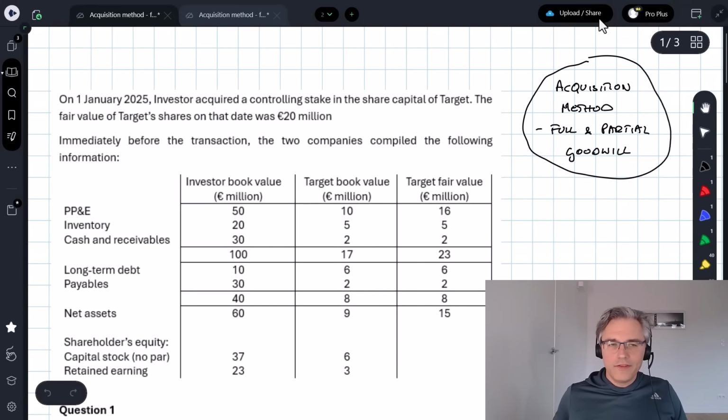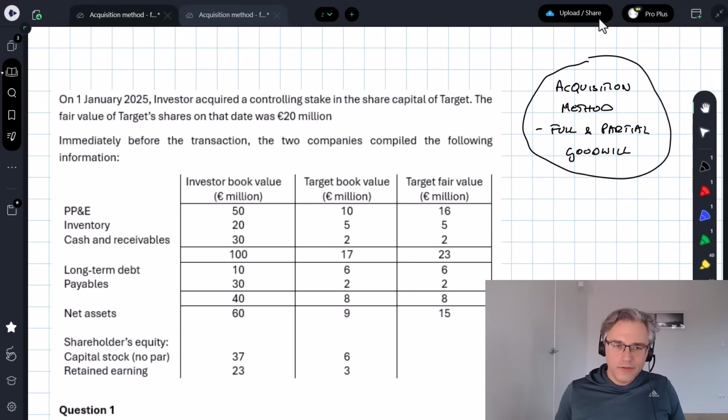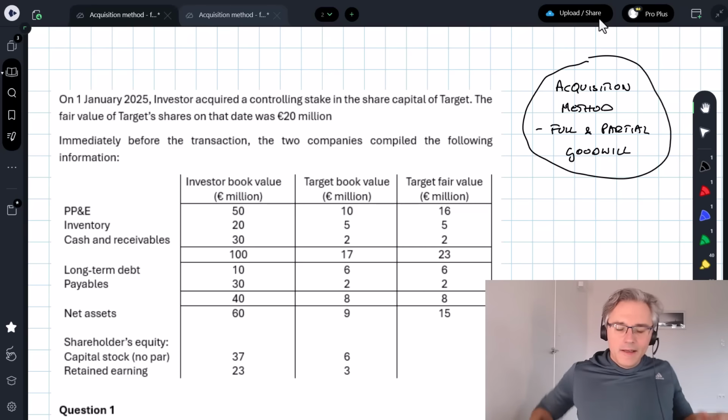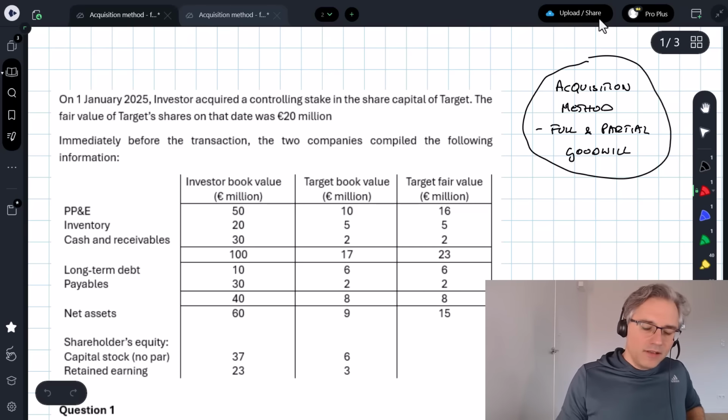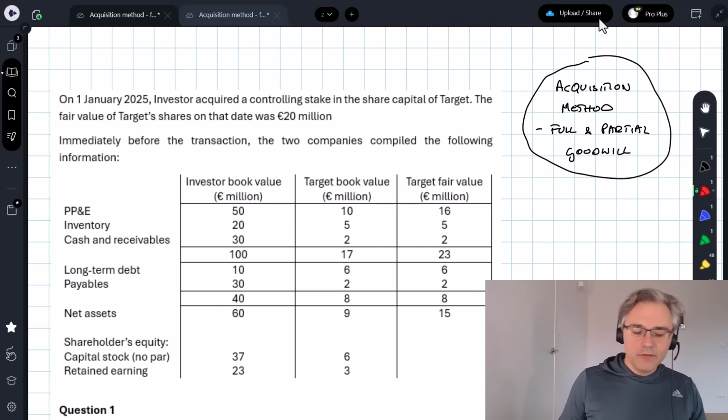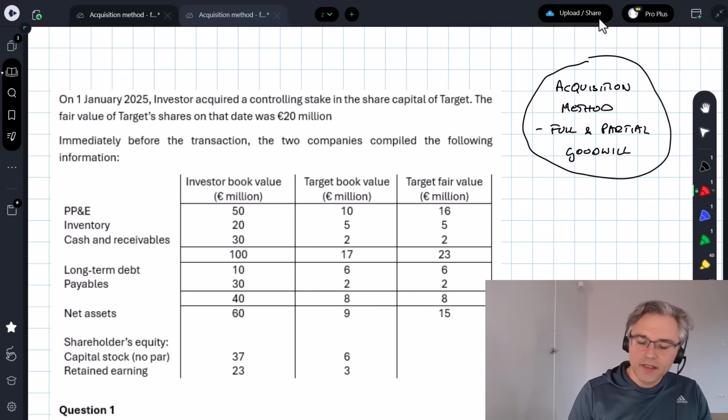We're going to dive straight in to questions. We're talking about a situation where there is a controlling stake being acquired in a different company. So let's read on the left-hand side. On the 1st of January 2025, investor acquired a controlling stake in the share capital of Target. The fair value of Target's shares on that date was 20 million. At least initially, that will not be terribly important, at least that second sentence.